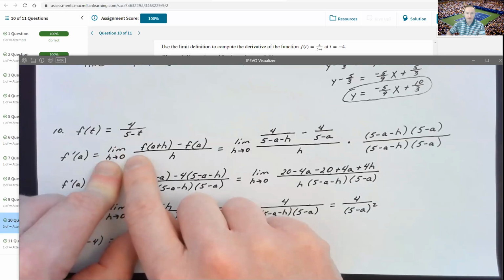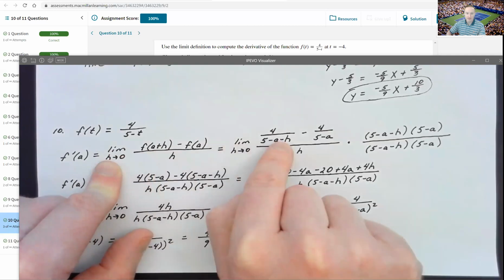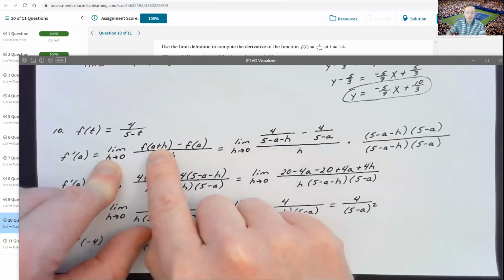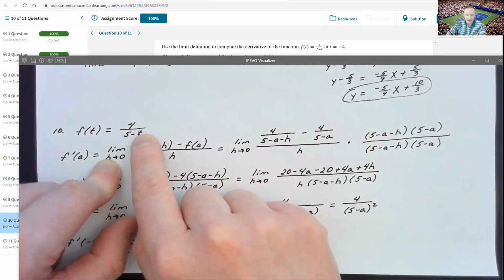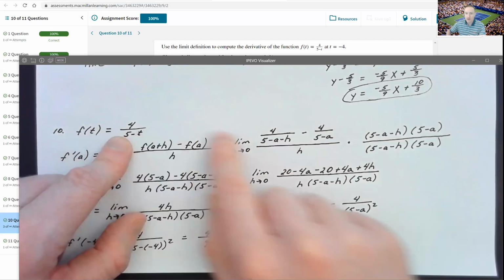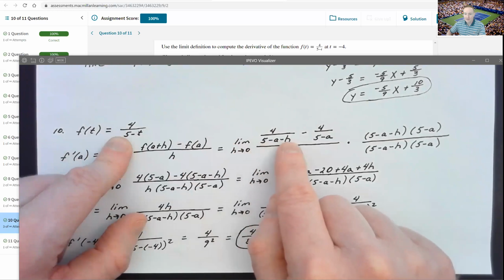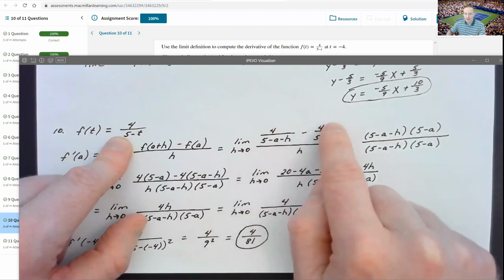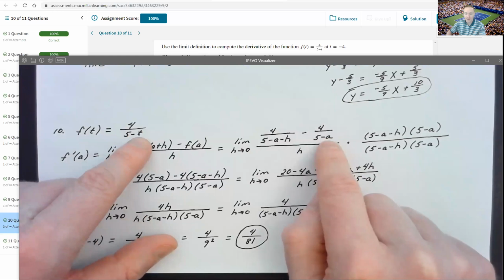So I can go in and say, all right, if I use this derivative definition, how does it apply to this formula? Well, what are you going to do with f of a plus h? Everywhere there's a t, you're going to put an a plus h. So that becomes 5 minus the group a plus h. I went ahead and distributed that to 5 minus a minus h in the denominator of that 4. And then we have minus f of a, which is just going to be 4 over 5 minus a. You're just substituting an a for the t.